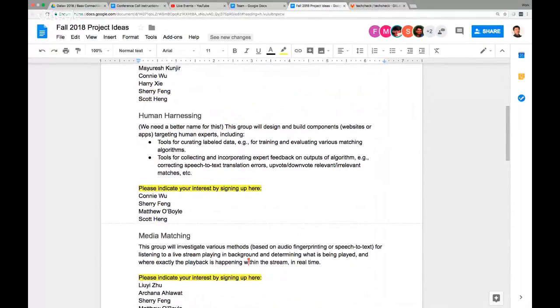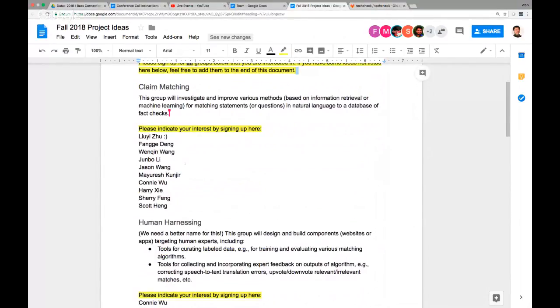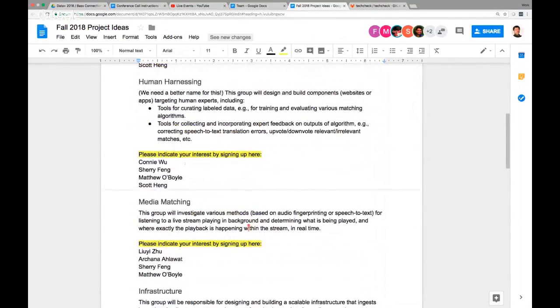So human harnessing, I think a big component of it is trying to essentially build up this data set for evaluation and training for claim matching in some sense. And we've realized that throughout the course of the Data Plus project, it's very difficult to collect this data.